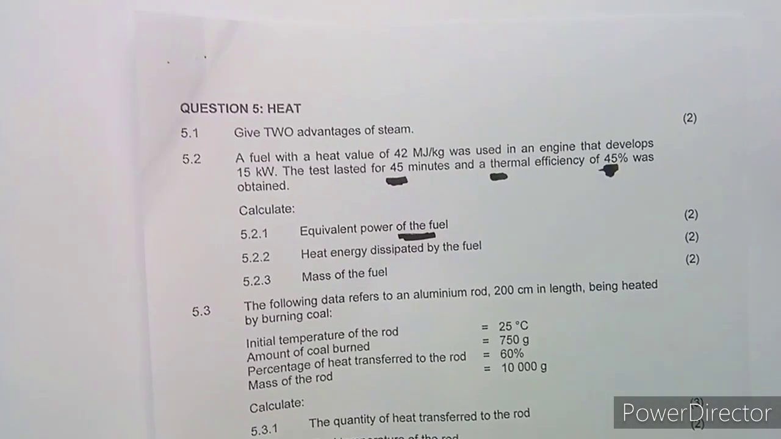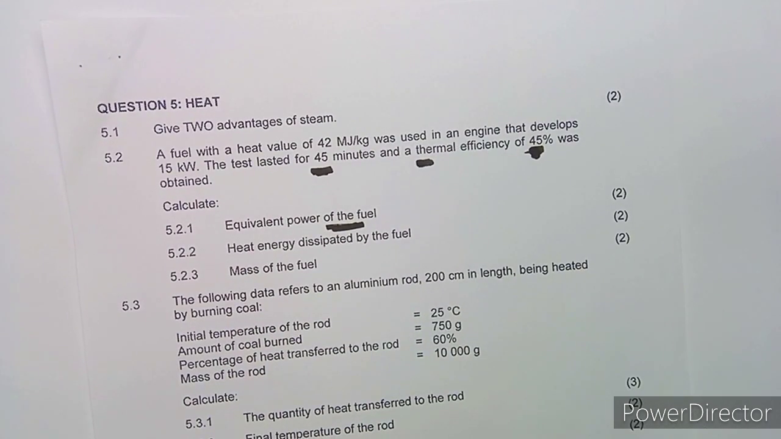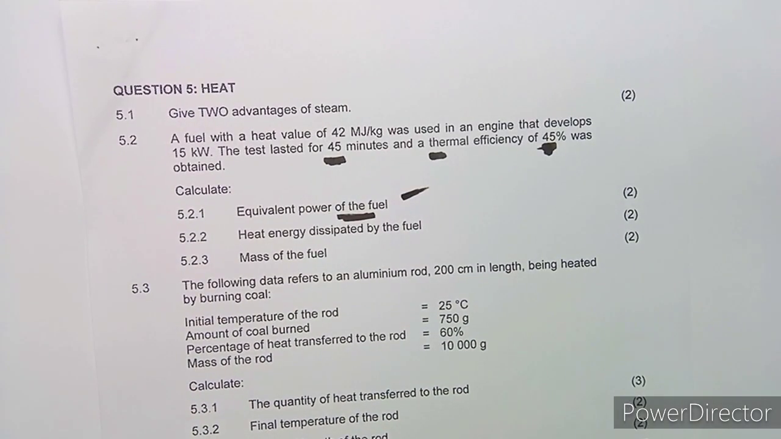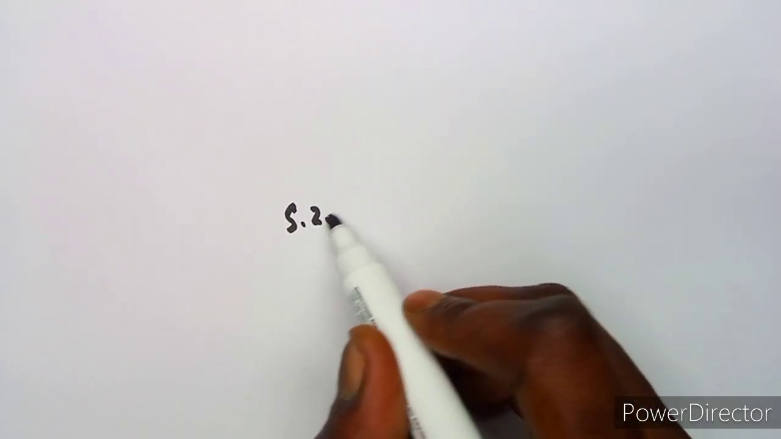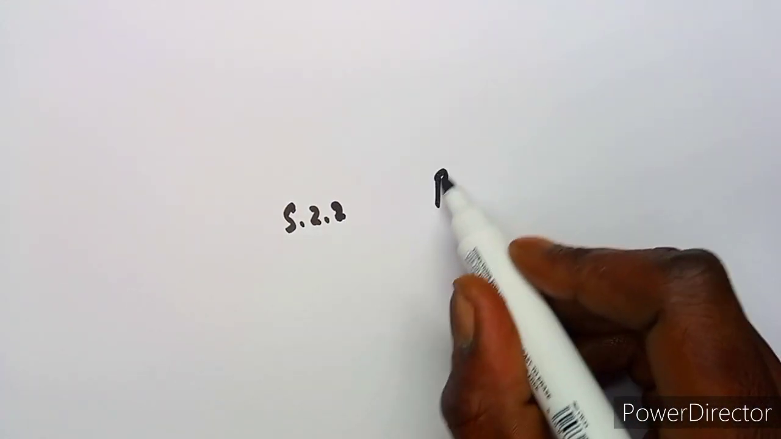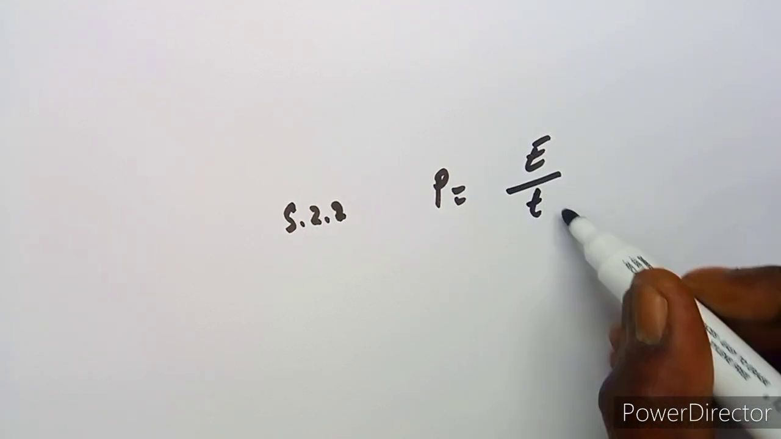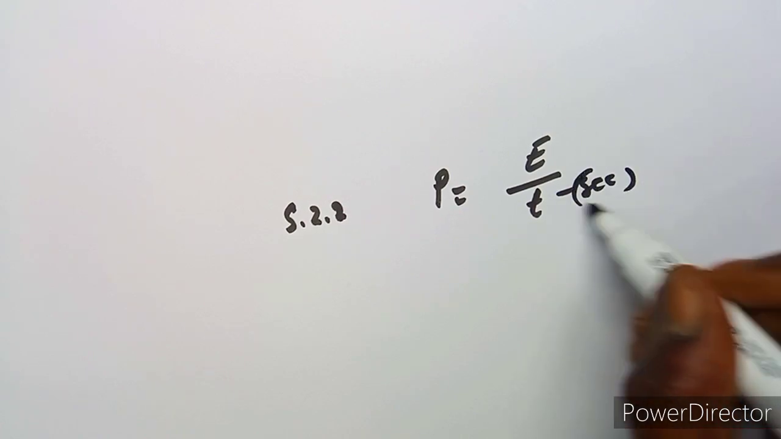Okay, so let's see another question, guys, which is the heat energy dissipated by the fuel. Take note, we now have the power for the fuel. What about the heat energy now? There's a good relationship between power and energy, because we're talking of something that was supplied by the fuel, where we know that power is equivalent to energy over time, and this time is supposed to be in seconds.